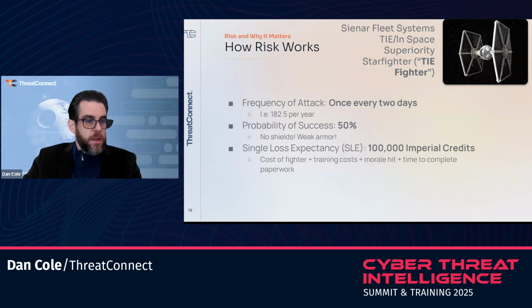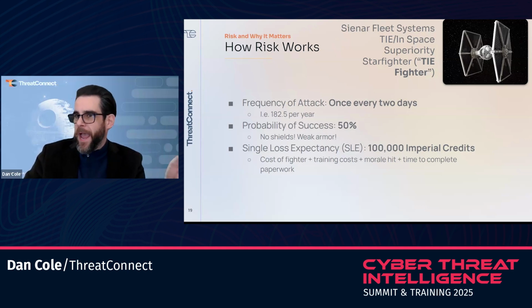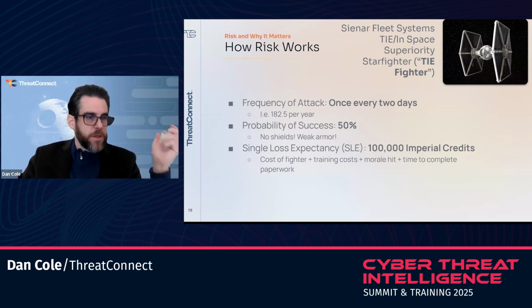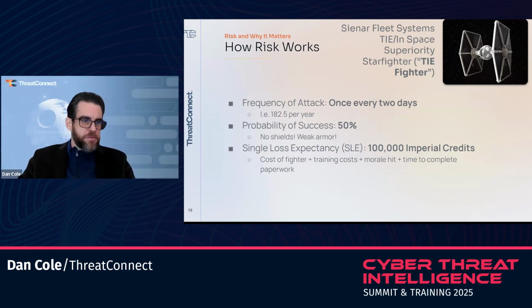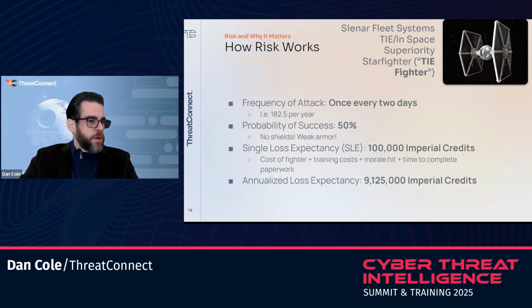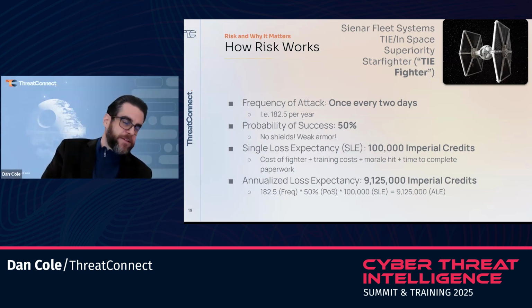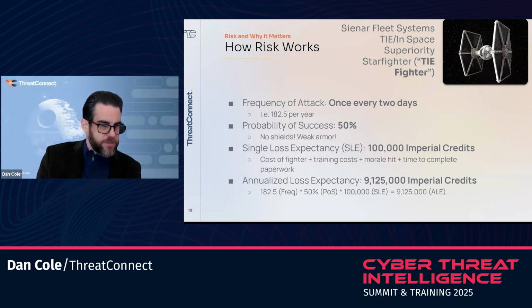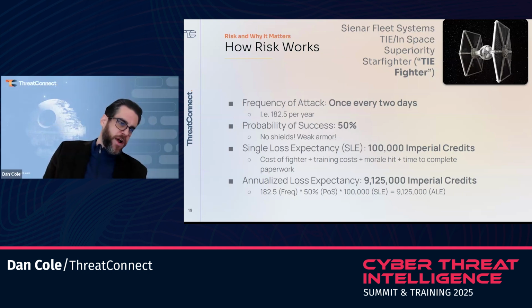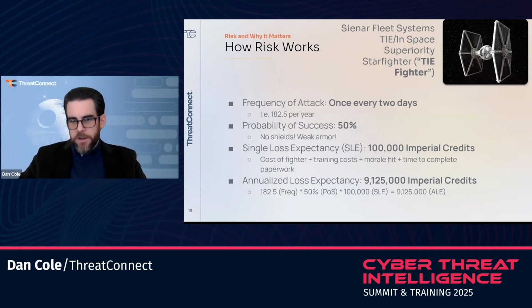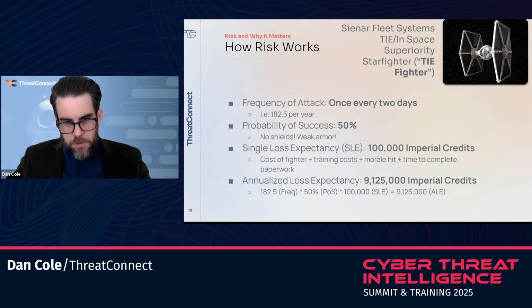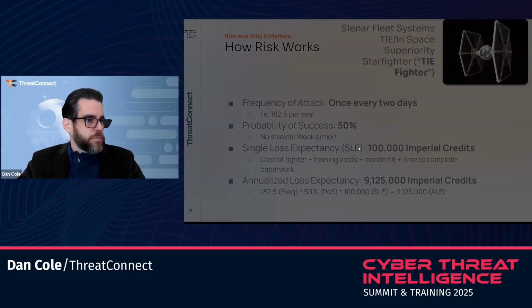Now, factoring in the cost of a TIE fighter, the cost of retraining those pilots, the time to complete paperwork, the time spent hiding from Darth Vader because you failed, we're going to say that's going to cost the Empire 100,000 credits. So if we look at this over the full year, in terms of how often TIE fighters are attacked, what is the probability of success? How much does a single loss cost? We're looking at over 9 million Imperial credits in calculated risk every year. So that's what the Empire is seeing today.